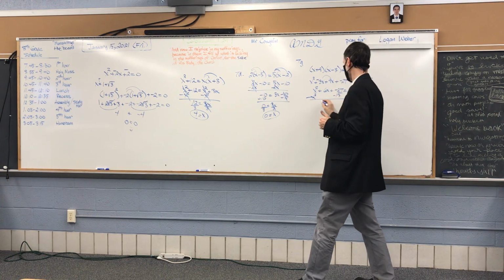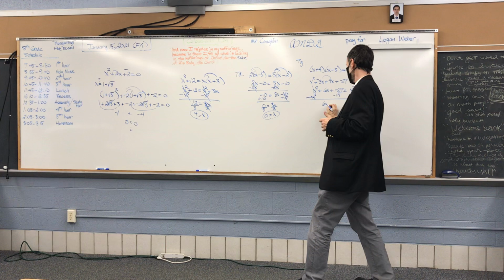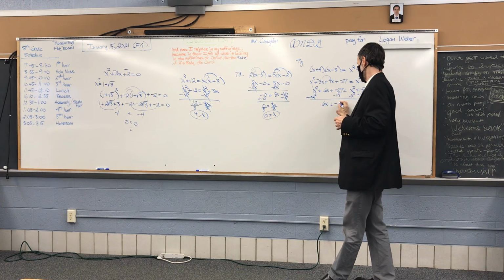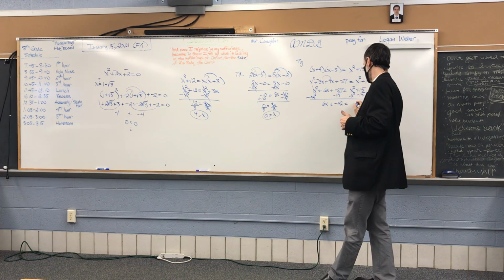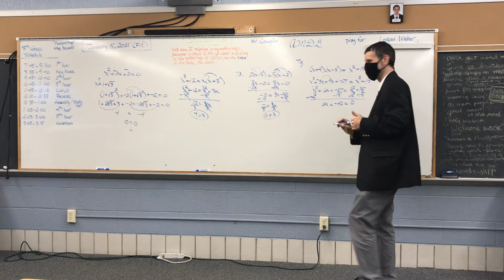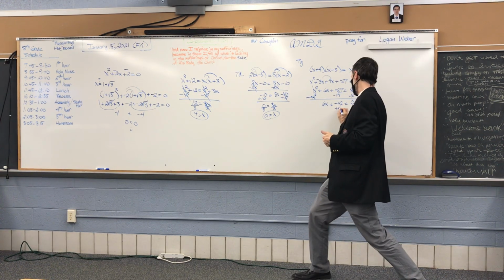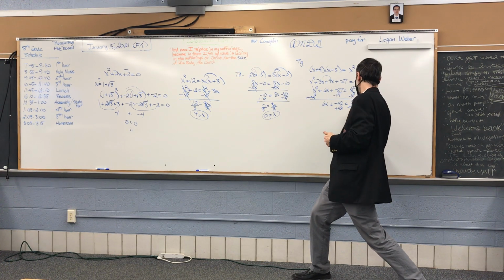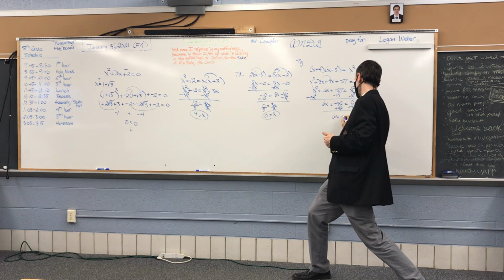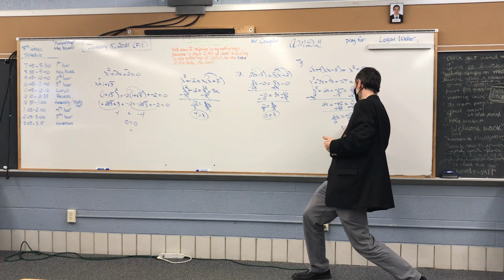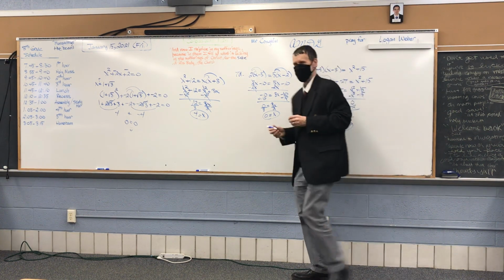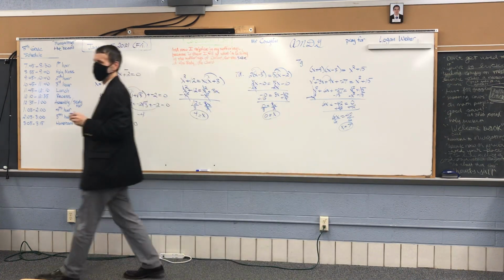So what do you get? These are canceling. 6x minus 42 equals 0. Keep going. Go ahead, finish up. Add 42. Divide by 6, you get 6x equals 42, and you're right. Divide by 6, x equals 7. Got it.